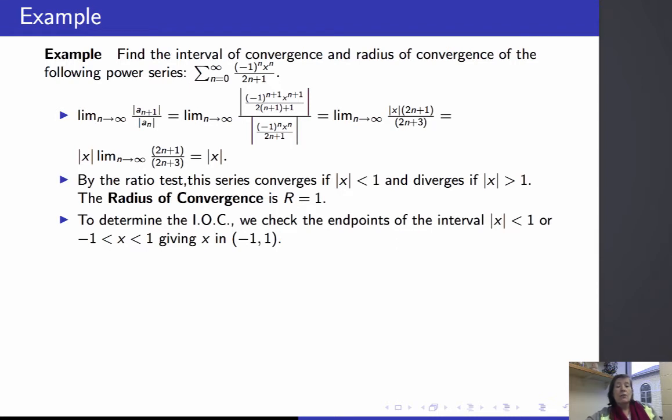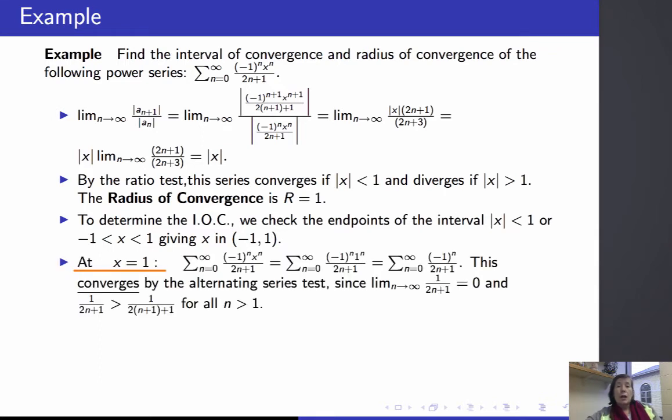and to figure out the interval of convergence, we have to check what happens at the endpoints of the interval from -1 to 1. So we check each point individually. At x equals 1, we figure out what happens by plugging x equals 1 into the formula for the series. The series becomes the sum from 0 to infinity of (-1)^n over 2n plus 1. This is an alternating series. The limit as n goes to infinity of the positive part is 0, and the positive part of the terms of the series is decreasing as n increases. So by the alternating series test, our power series converges when x equals 1.